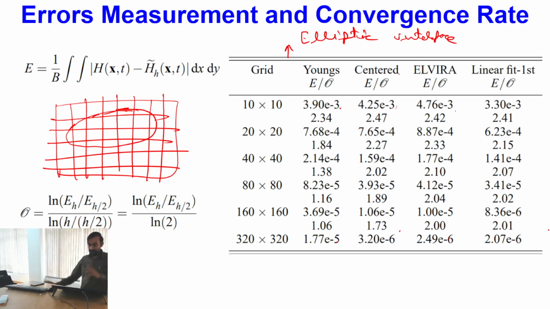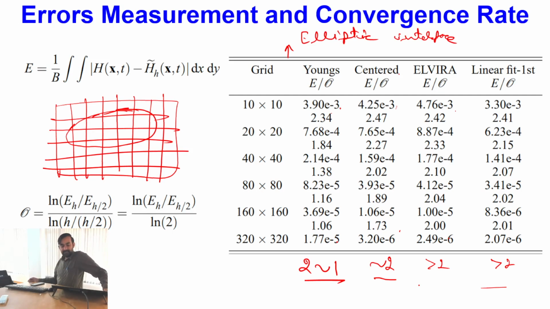Okay, but if you see the order of convergence, Young's method has order of convergence ranging from 2 to 1. Here also the order of convergence is ranging, but it is almost staying close to 2. Here it is consistently greater than 2, and here also it is consistently greater than 2. Okay, so this is how you can see the comparison of different methods employed for reconstruction of the interfaces.